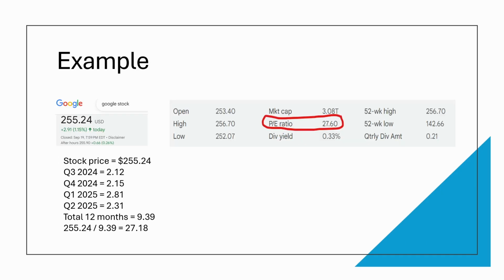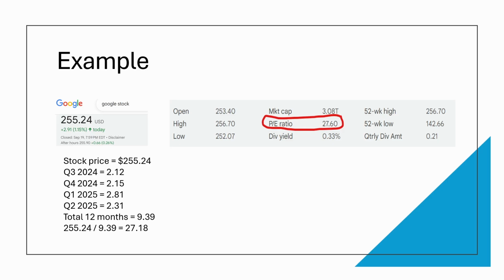Let's take a real-world example and apply the concept we just learned. This screenshot is of Google's stock. It closed at a price of $255.24 on Friday, September 19th, 2025.